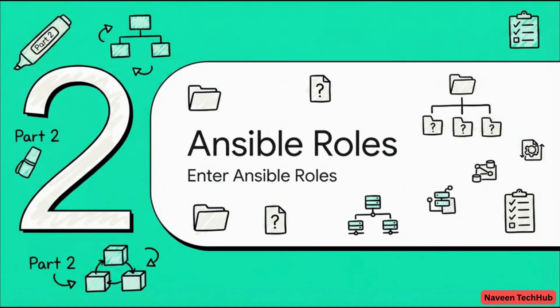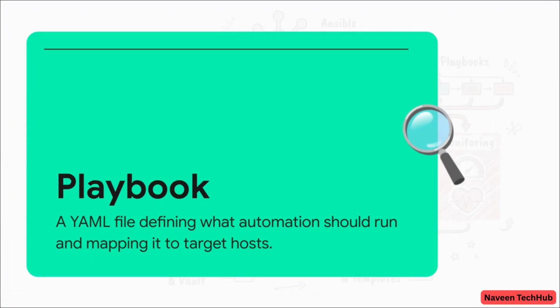Section 2. Enter Ansible roles. Concept first. What exactly is a playbook in this new architecture? Well, think of a playbook simply as your high-level orchestrator. It defines the desired state and the targets. It's essentially telling Ansible, hey, take these specific web servers and apply this configuration to them. It delegates all the actual heavy lifting.